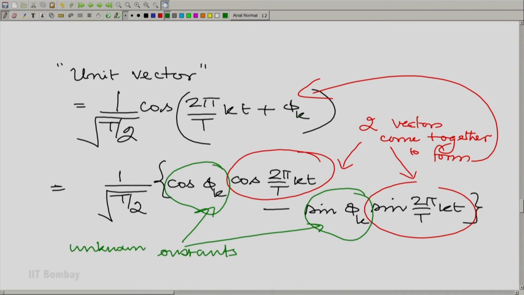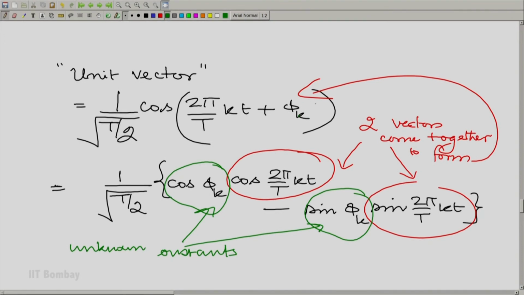How do I decompose along the cos and decompose along the sine? Well, I use the same principle. I find a unit vector in that direction. And in fact, I know what that unit vector should be. In particular, you could have put phi k equal to 0 or phi k equal to pi by 2, and you would have had a unit vector for the cos and the sine parts. So, what I am saying is, I do not need to work again to find a unit vector. I already have the unit vector with me.